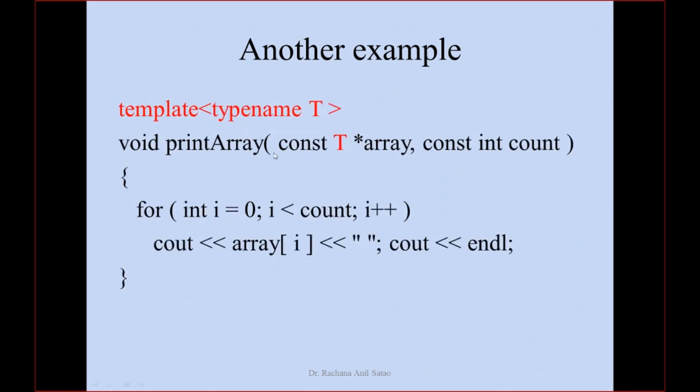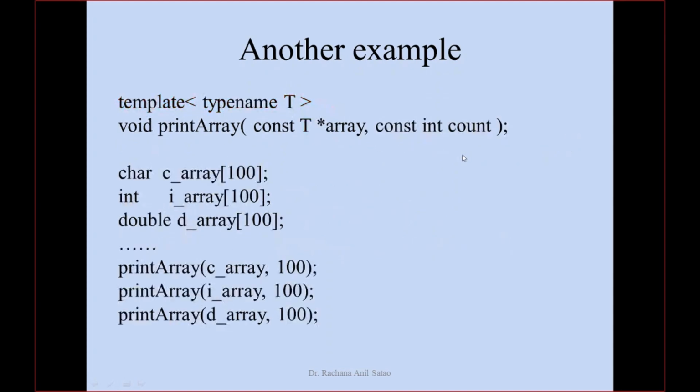Now how will this function be called? Just see this function. What are the parameters we are passing? The array and its length. Similarly, here you can see I have a character array, cArray, an integer array, iArray, and a double array, dArray. This is in the main function I have written. I have declared three types of arrays and I am calling the same function with three different parameters. First time I am passing the character array, second time the integer array, third time a double array. But the size is fixed at 100 because the length of the array is 100.